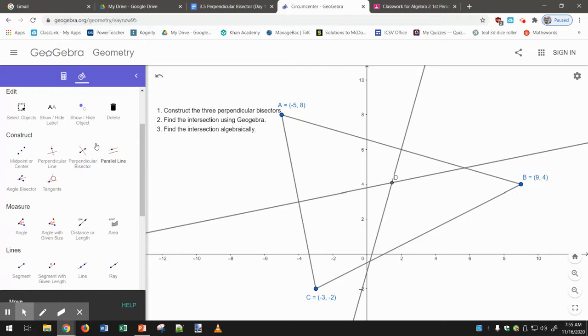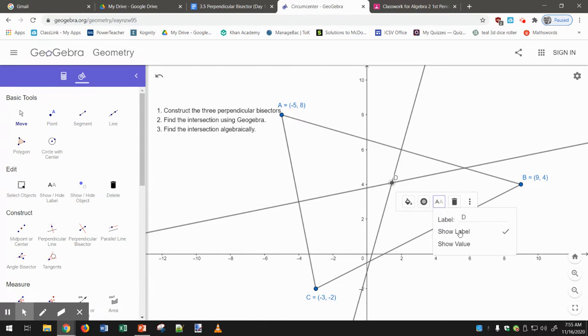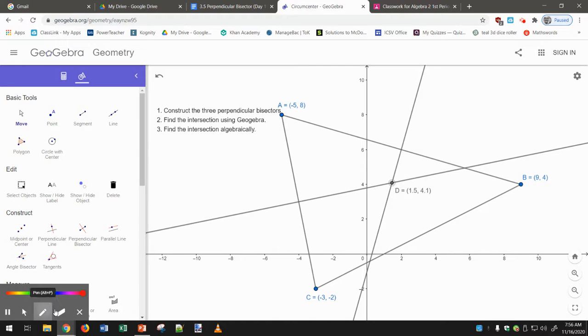And GeoGebra can tell us what these coordinates are, so we know what we're looking for. Negative 1.5 and 4.1, which is probably being rounded. So how do we do this? We just need to do what we did in investigation 1. We need to do it twice. So get the equation of both of these lines and then set them equal to each other to see where they cross.